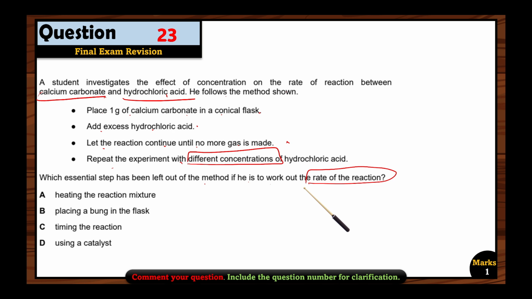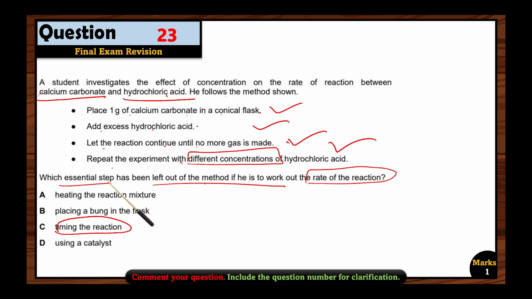But one thing is, what is the definition of rate of the reaction? It is the speed of the reaction per unit time. But in these steps, they did not mention where the student is looking at the time, how he is measuring the time. Is he measuring the time, yes or no? So timing of the reaction has not been measured. That's why this method will not work out. Okay, so the essential step has been left out for this experiment. He is not measuring the time taken to finish that reaction, or to see how much gas is produced in a particular time. So he's not measuring the time. That's why option C is the right option.